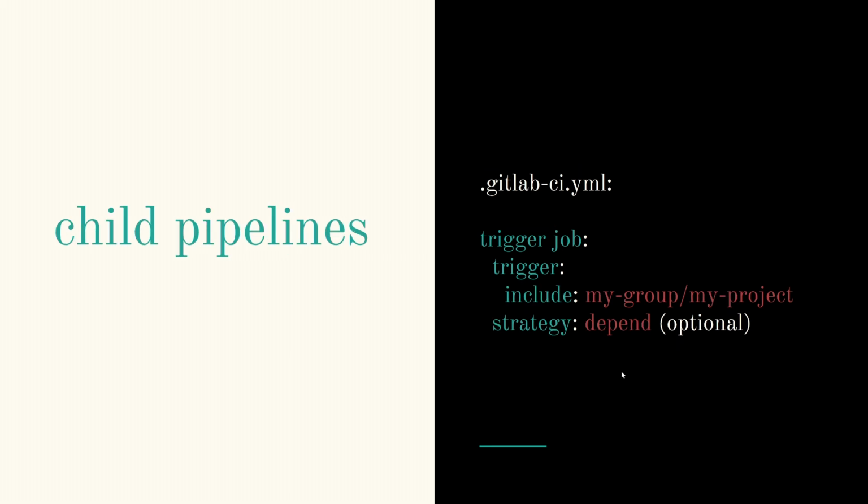In child pipelines, you need to use include keyword. So you can include files from the same repository or from another one. You can also use strategy keyword as in multi-project pipelines. Using child pipelines is useful when your pipeline is complex and you want to split it into sub-pipelines. For example, if you have many jobs with tests and you don't want to show them in a pipeline, you can run them as a child pipeline.